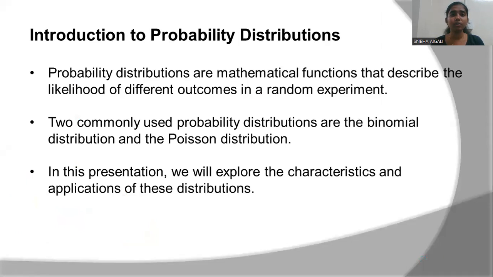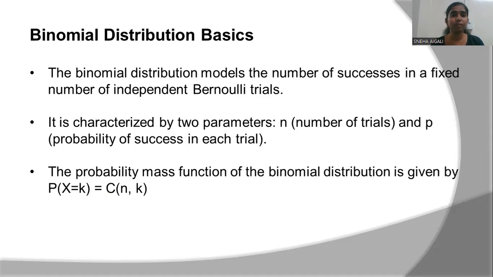First up, let us go through the introduction to probability distribution. What exactly is probability distribution? Probability distributions are the mathematical functions that describe the likelihood of different outcomes in a random experiment. Two commonly used probability distributions are the binomial distribution, and next up we have the Poisson distribution. In this session, we will be exploring the characteristics and applications of these two distributions.